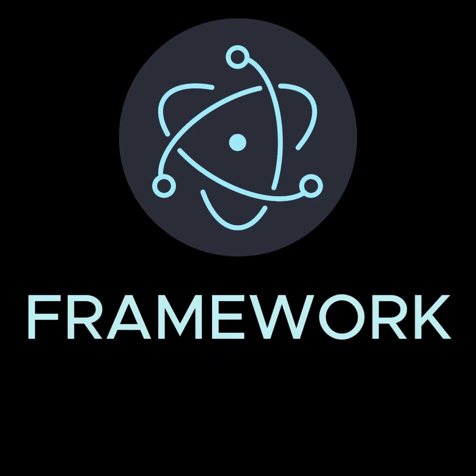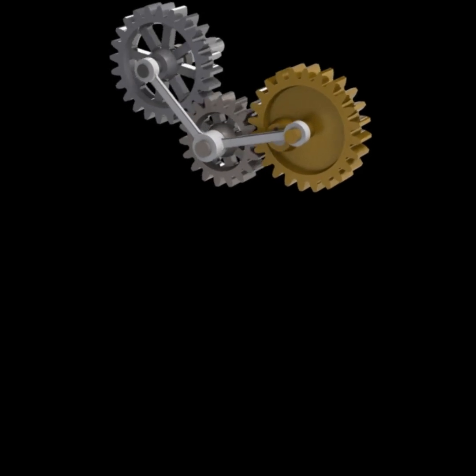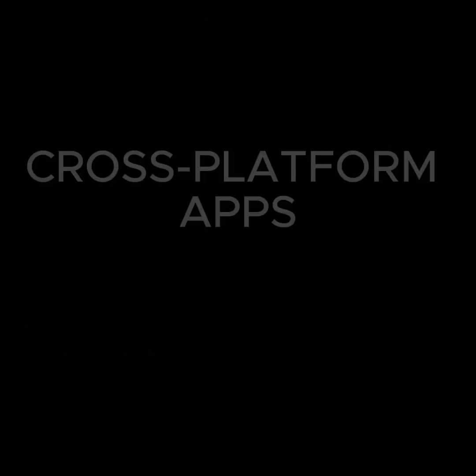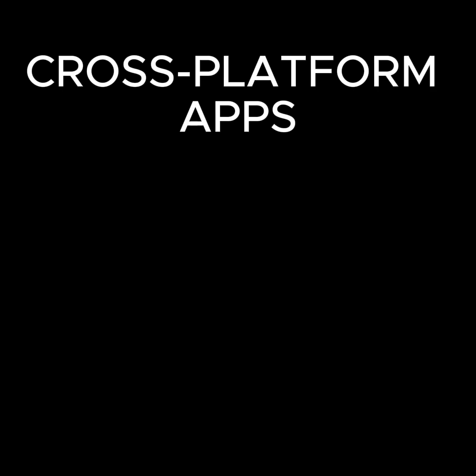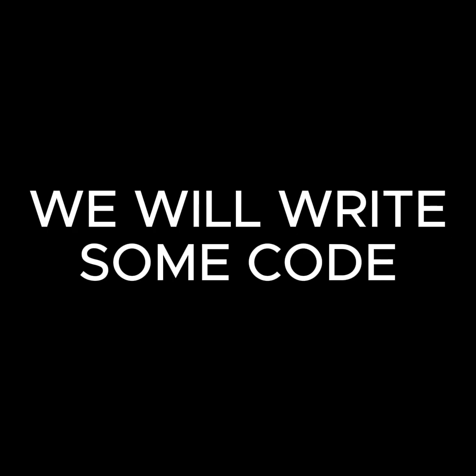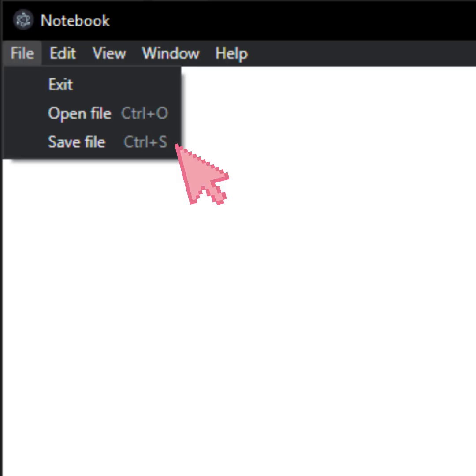ElectronJS is a framework where you write HTML, CSS, and JavaScript, and as the output you get a desktop app instead of a website. With a single JavaScript codebase, it allows you to build cross-platform apps that work on Windows, macOS, and Linux. And in this video, we'll be writing some code to build a text editor app where we can save files to our machine or open files that already exist.